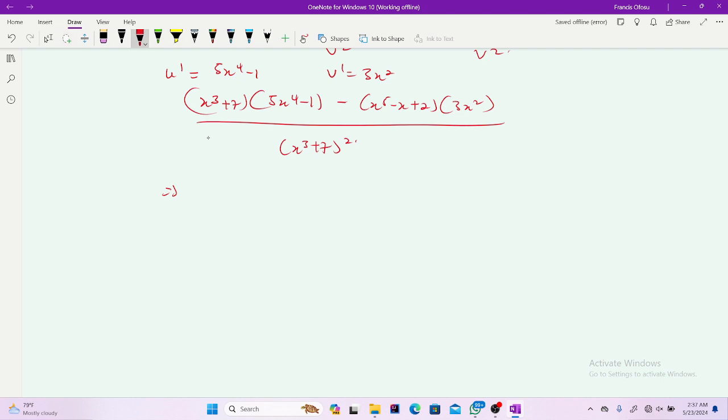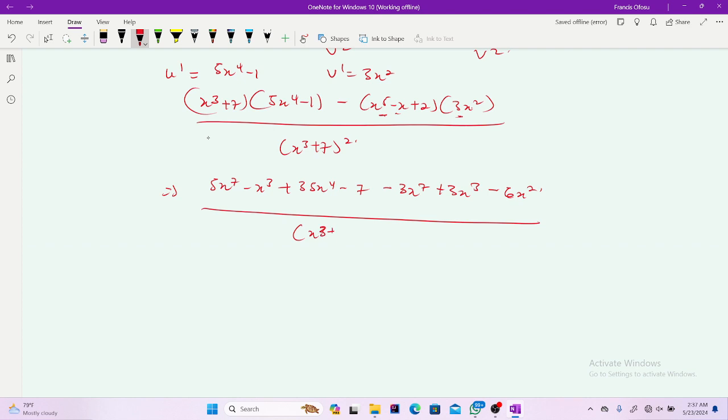Now at this point you simply multiply x cubed times this. I'm getting 5x to the power 7, then x cubed plus 7 times 5, which is 35 x to the power 4, minus 7. For this side I'm taking it one by one, so minus 3x to the power 7, that is multiplying this and this, right? Then negative x times this, minus times minus is positive, so plus 3x cubed, then minus 6x squared, all over x cubed plus 7 all squared.